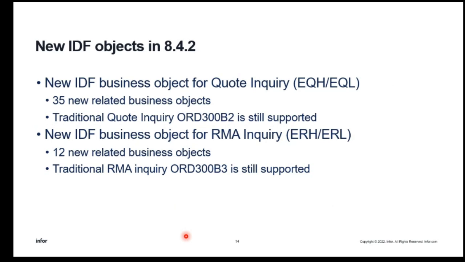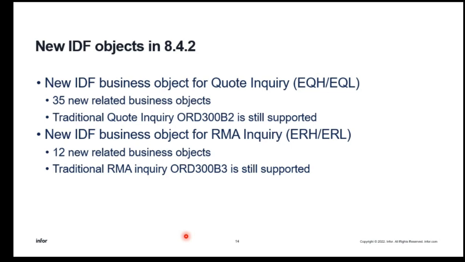We haven't taken OR 300 away for quote inquiry, but we really are trying to make sure that we're providing this functionality in IDF as a modern option to these legacy programs like OR 300 B2. And the same is true with RMAs, right? Same concept. Again, 12 new objects needed to support that. And then also the fact that we also did the line level records, as well as the quotes, like EQL and ERL.